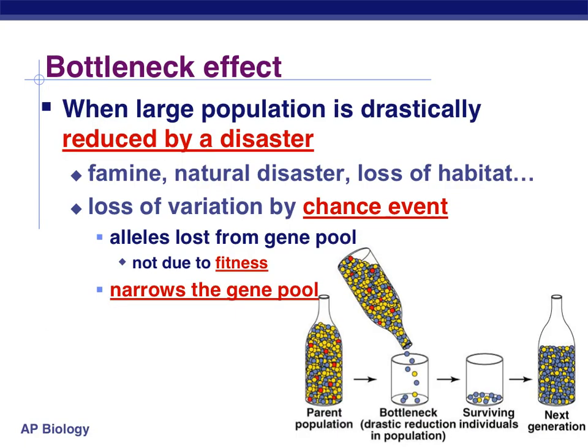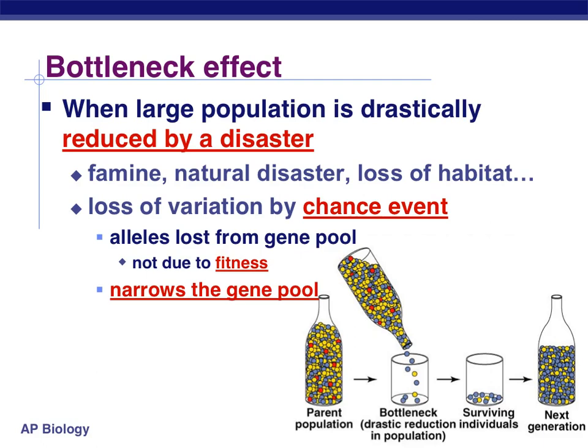Okay, bottleneck effect. The bottleneck effect is where you have a large population that is suddenly and drastically reduced by a disaster. So you go from having hundreds and thousands of individuals to having 50 individuals. A lot of the time, this is due to some kind of natural disaster or natural occurrence, like a famine or a flood or an earthquake or a volcano erupts, or all of the habitat that that organism is found in gets removed or cut down or something like that.